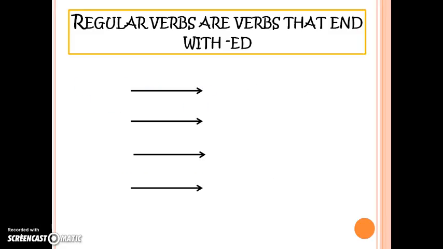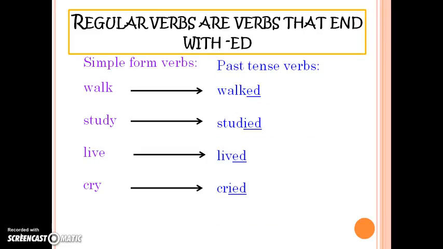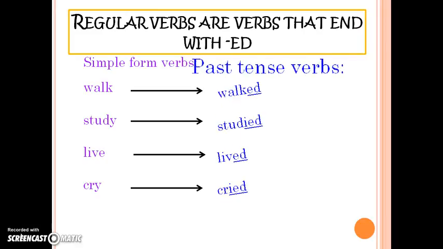The regular verbs are those verbs that add ed at the end. So, the simple forms of the verbs are walk, study, live, and cry. In the past, we add ed. Walk, walked, study, studied, live, lived, cry, cried. Do you remember the rule for using ed or ied?